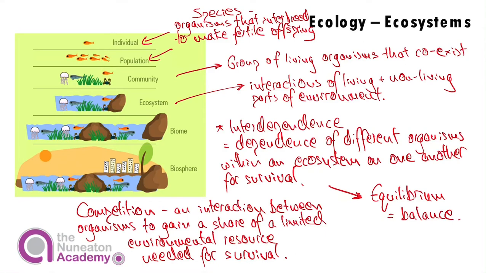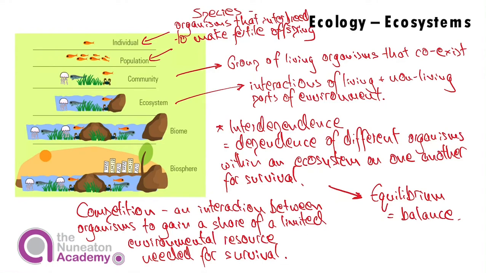Now, one of the things about ecology is all about the interactions of organisms. So, one of the key terms to bear in mind when you're studying ecology is this idea of interdependence. Now, interdependence is when different organisms depend on each other for survival. So, if you think about an ecosystem, such as a rock pool, as that diagram might show, any major change to that ecosystem can have far-reaching effects on different organisms if they rely on other organisms for survival.